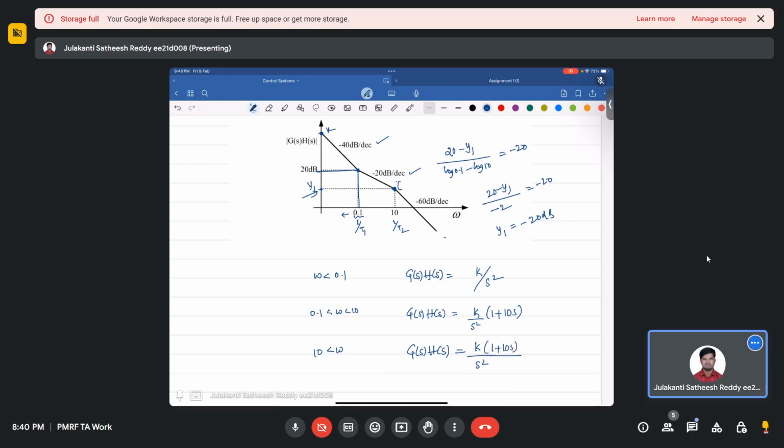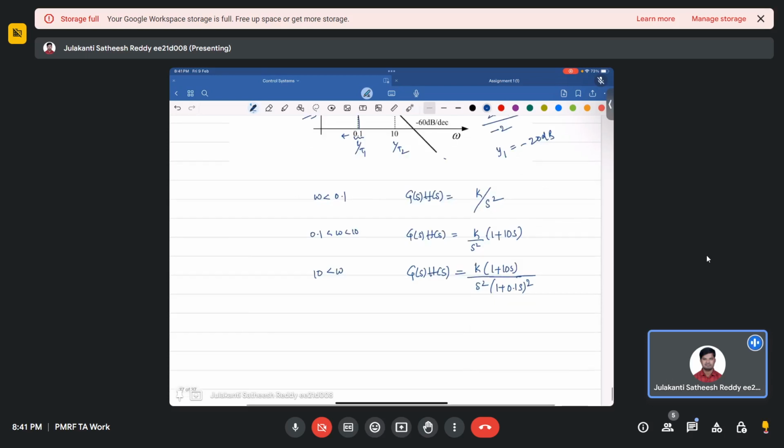This is the same. Now again it is minus 60 dB. So consider it is first order. Because if it is second order, they particularly mention it. If nothing is mentioned, you just take it as a direct first order, two poles at the same frequency. So then it is 1 plus 0.1 s whole square, right? So now we need to calculate the k.